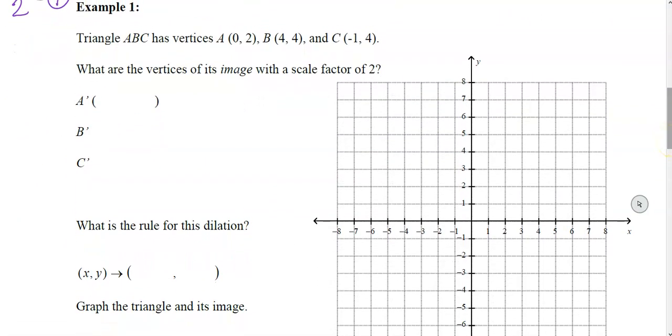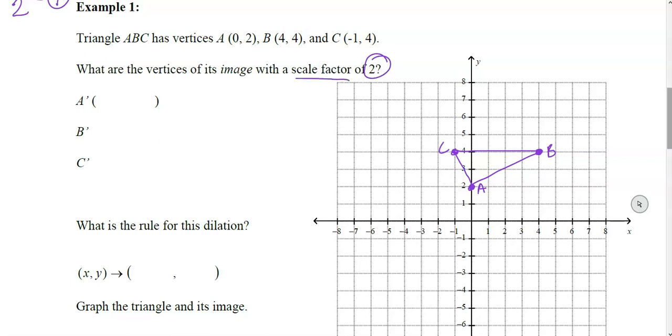Now, the triangle ABC has vertices (0, 2), (4, 4), and (-1, 4). So it looks like this, I believe. So this one is A, this one is B, and this one is C. And then it says, what are the vertices of its image with the scale factor of 2?